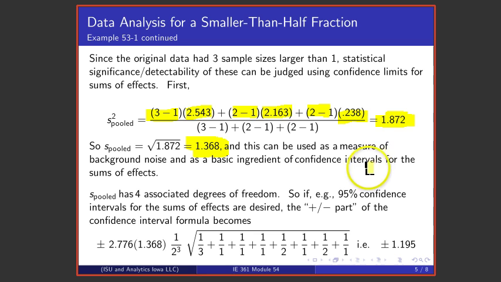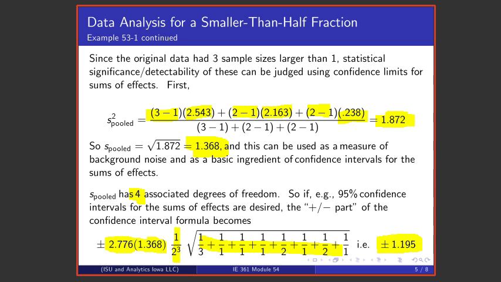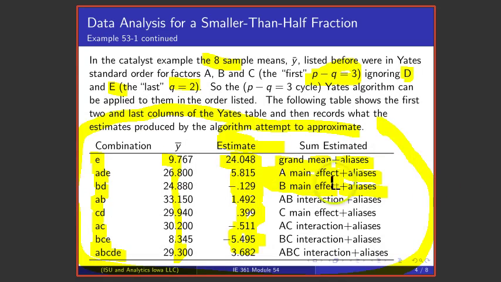If one then recognizes that a sample size of 3 and two samples of size 2 gives 4 associated degrees of freedom, here's a t-value for 4 degrees of freedom. There's a pooled S. Here is 1 over 2 cubed, and here is a sum of reciprocal sample sizes. That is a margin of error to associate with anything in this column of estimates. Here is 1.195.